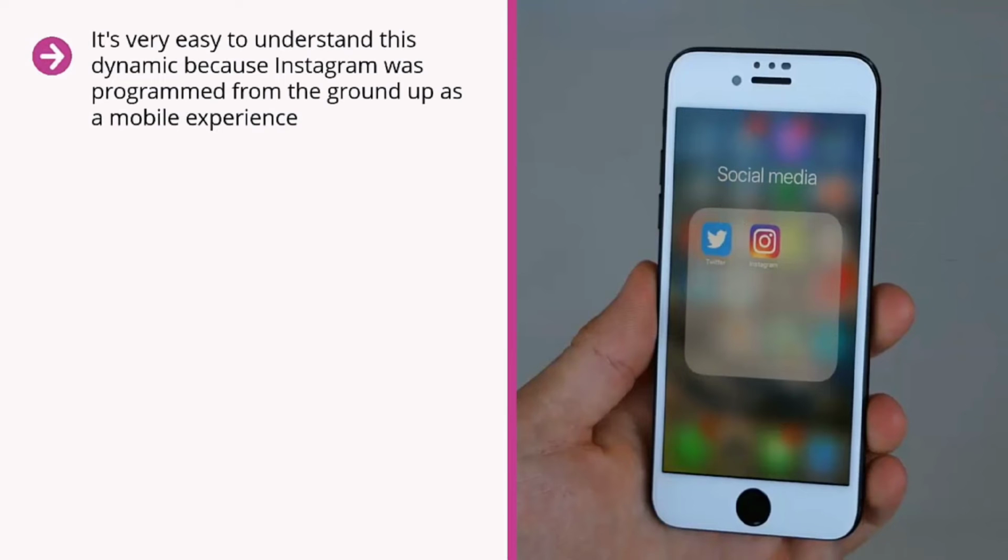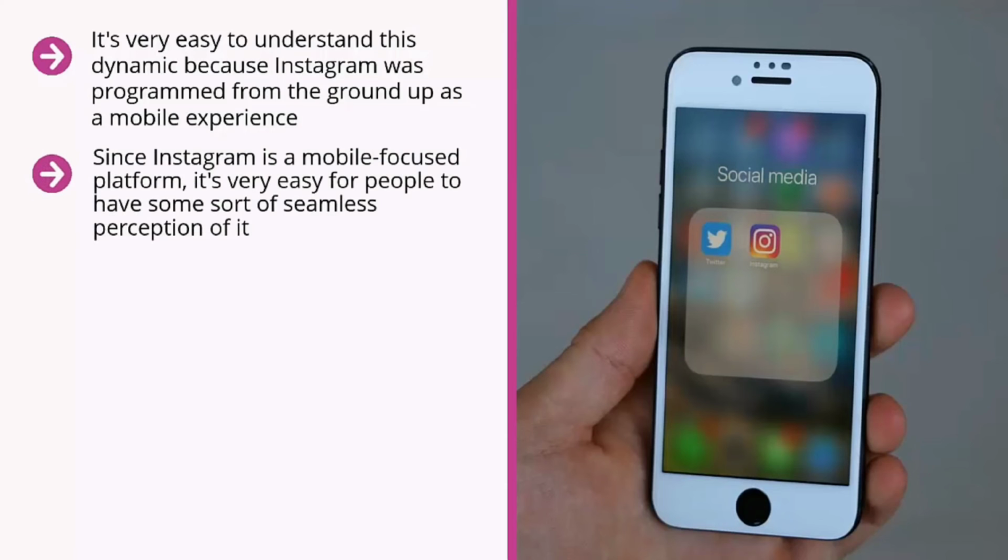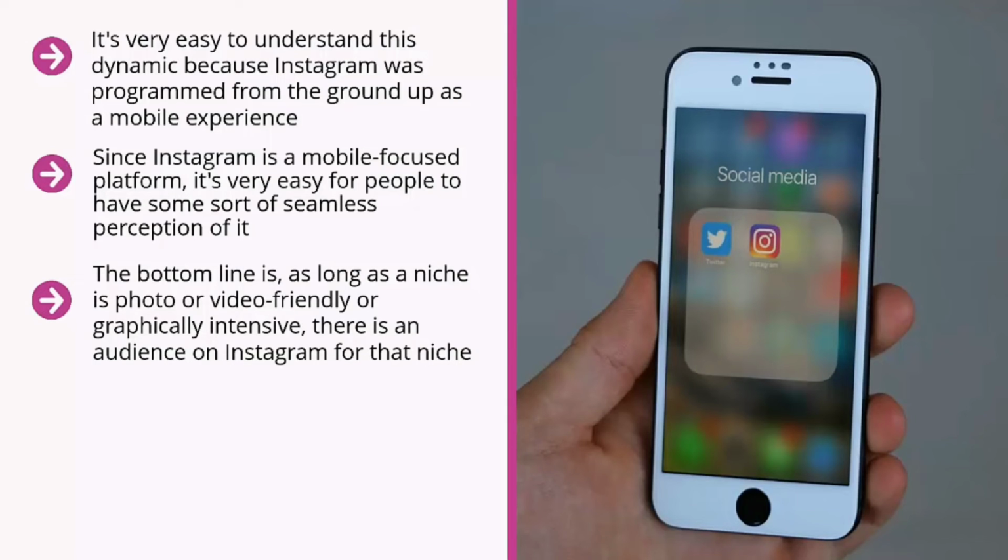It's very easy to understand this dynamic because Instagram was programmed from the ground up as a mobile experience. This is a far cry from Facebook, which, of course, was built primarily for the desktop. Since Instagram is a mobile-focused platform, it's very easy for people to have some sort of seamless perception of it. It just becomes part of their daily routine. They treat Instagram the way many people used to read the newspaper first thing in the morning. It shows no signs of saturation because there are so many niches that can be promoted on Instagram. The bottom line is, as long as a niche is photo or video friendly or graphically intensive, there is an audience on Instagram for that niche.